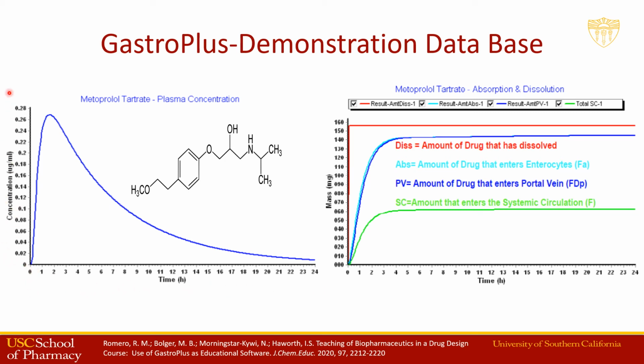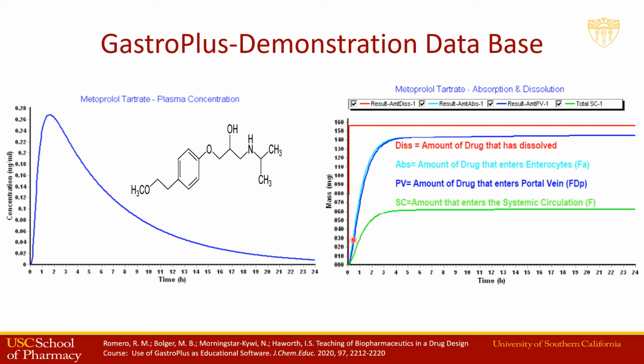So here's the plasma concentration time curve, and we ask the students to try to find a Tmax or Cmax, or where is the area under the curve, or estimate the half-life based on the plasma concentration time curve. We also try to look at dissolution, so the amount of drug dissolved. So this is a dissolution curve.